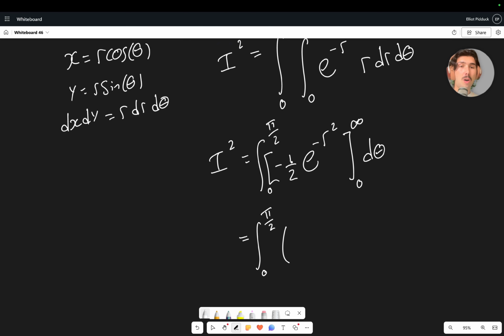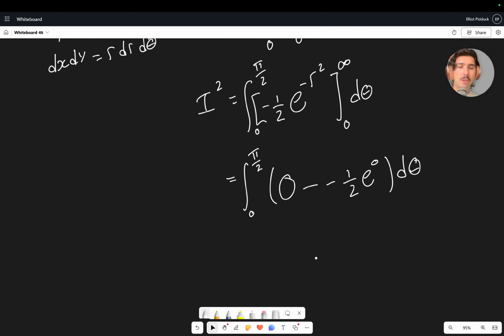So minus a half times e to the minus infinity squared is going to be 0. Hopefully we can see that if we were to let some variable go to infinity and plug it in, that's what we're going to get. And then we subtract minus a half times e to the 0 there. We've got our d theta. And hopefully you can see that now we have conquered it.